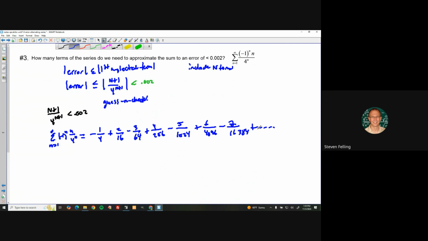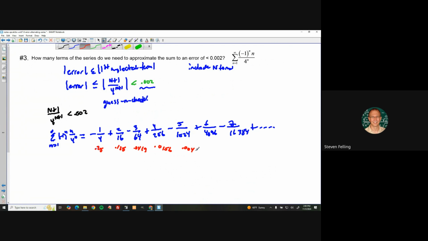And then what we're going to have to do is figure out what these numbers are in decimal to see when the first neglected term goes below this goal of 0.002. So I'm going to write what these are in decimal, just ignoring the signs. This is 0.25. 2 out of 16 in decimal is 0.125. We're still not below 0.002. 3 divided by 64 is 0.0469, still not below. 4 divided by 256 is 0.0156, still not below.